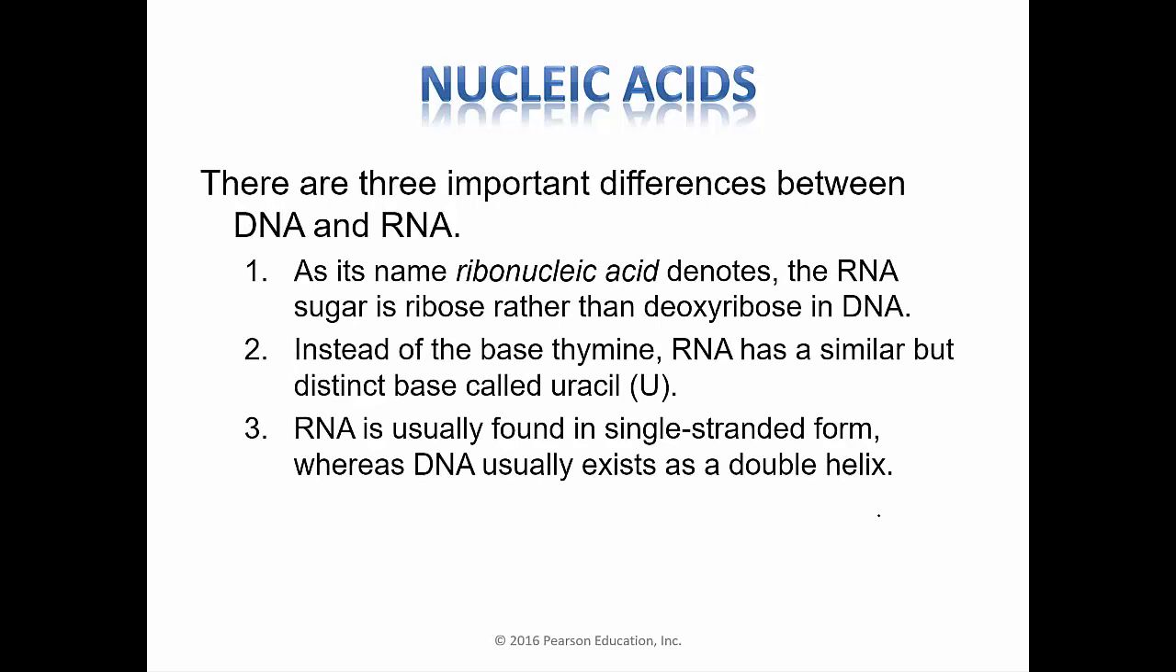So one is RNA is made from the sugar ribose. DNA is made from the sugar deoxyribose. Okay? RNA doesn't use thymine, instead it uses uracil. And RNA is generally found in a single-stranded form like this, okay, whereas DNA generally exists as a double helix.